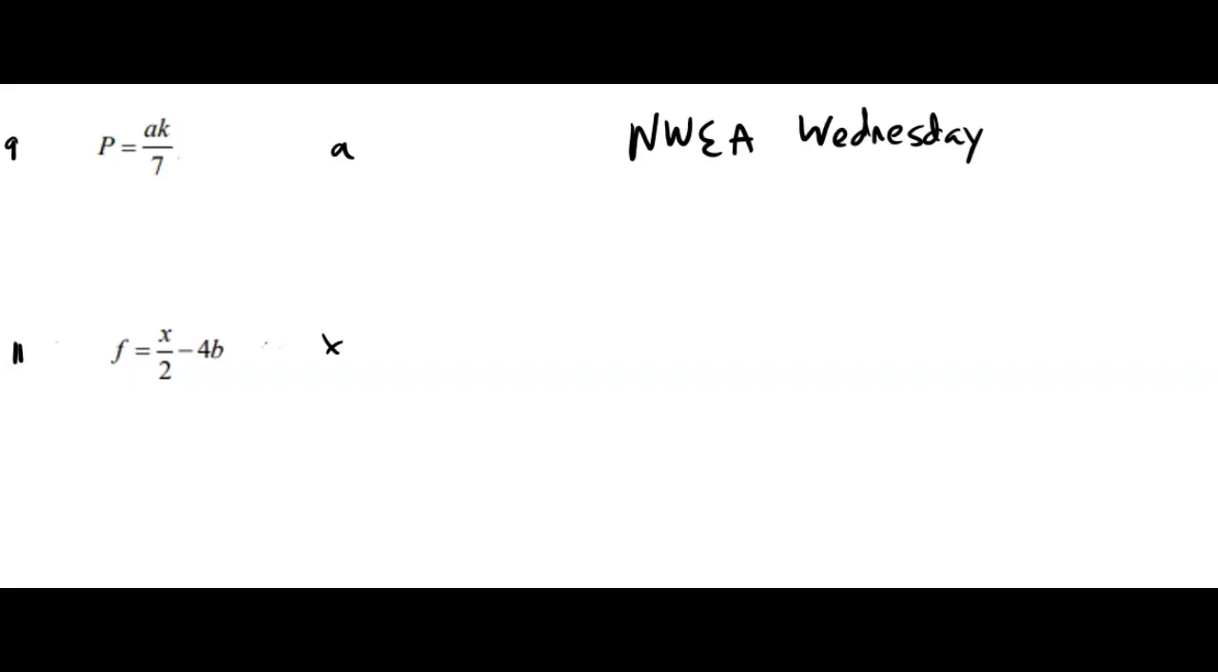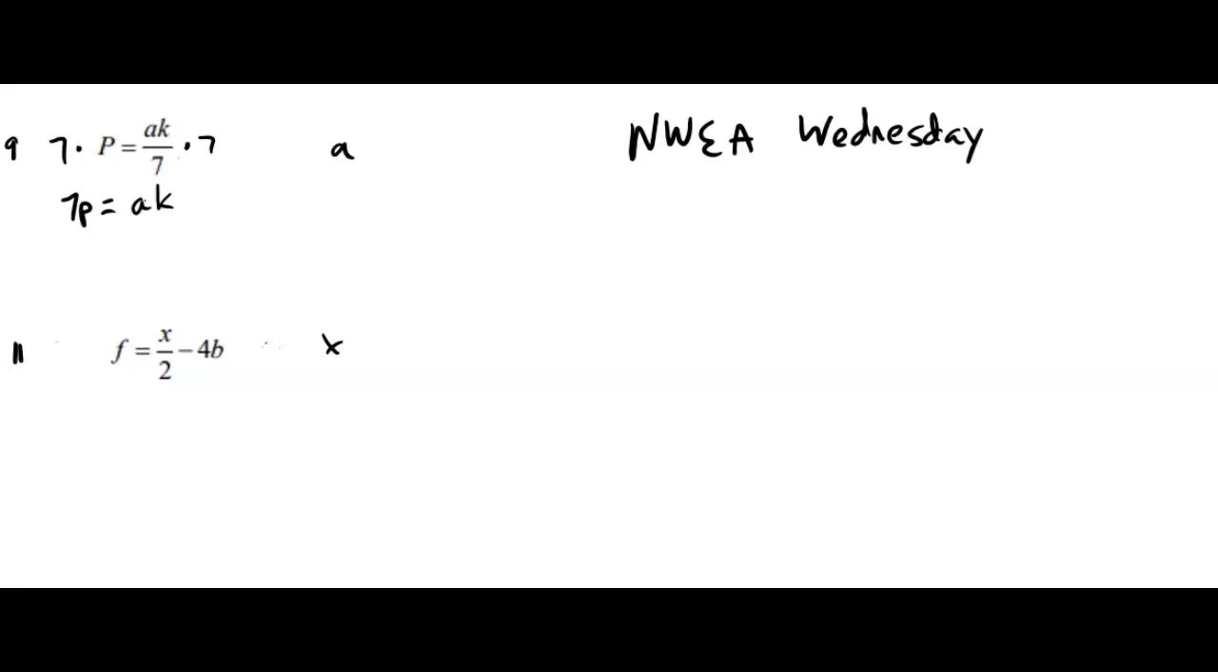So number 9 from Friday's homework, somebody asked, how do we solve for A on this one? We always add or subtract first, but there's really nothing to add or subtract here. So in this case, I'm working to get A by itself. First thing I can do, I can multiply both sides by 7. And that will give me 7p equals AK. Now I used multiplication to get rid of that division.